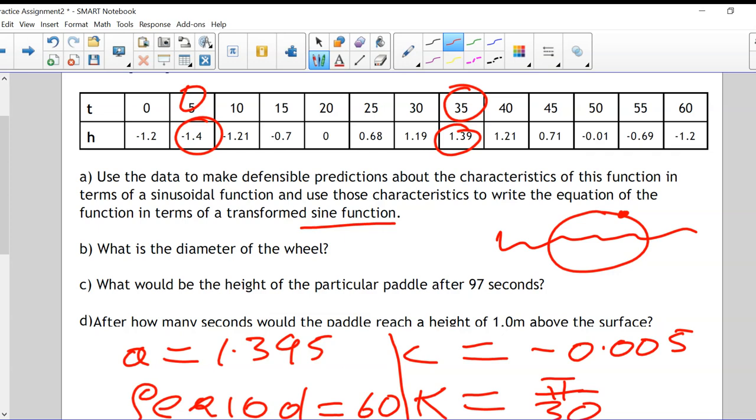And the question is, well, what's the diameter of the wheel? How are we supposed to get that? How are we supposed to get what the diameter of this wheel is? Can anybody think of what the diameter of the wheel might be? Do we have enough information for that? Yes, Jeremy.